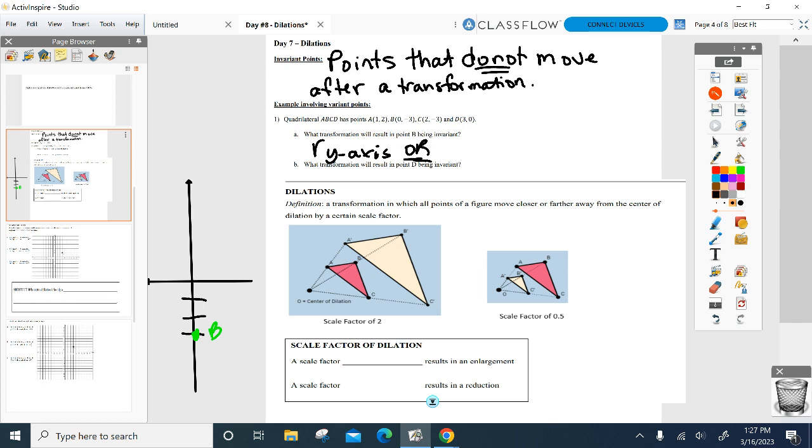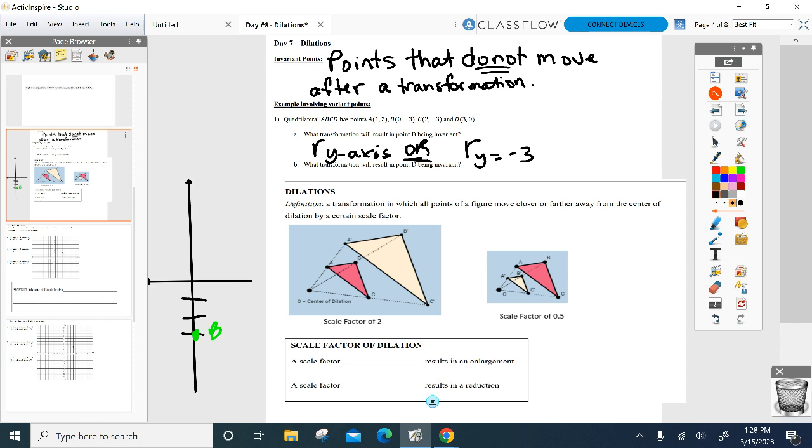Oh, all right. A reflection where y. We're almost there. Over what line? Y equals -3. There we go. Horizontal line going through -3. I could reflect, and that point's not going anywhere. Good job. All right, now that you get the hang of it, how about point D?